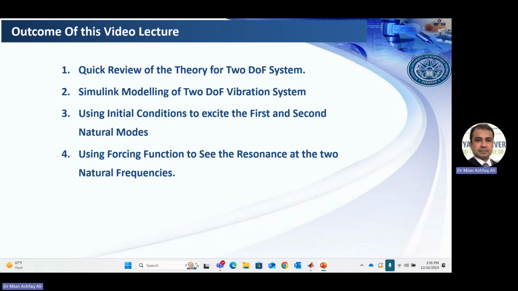Particularly, the underlying theory can be very well understood if you play with different initial conditions, and we would like to see what initial condition can be used to excite the first mode and to excite the second mode. Similarly, the last example would be to have some input forcing function, applying some force at different frequencies and changing the magnitude, and see how the system behaves.